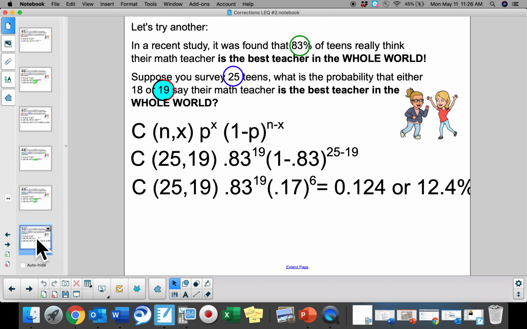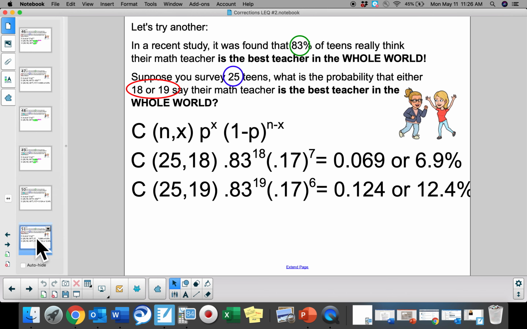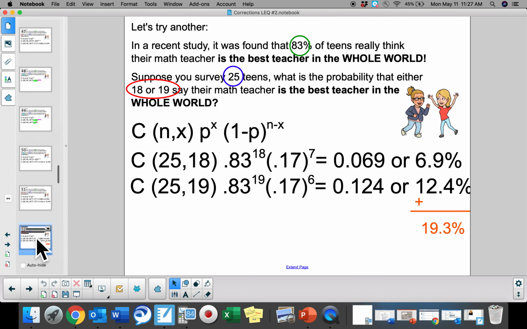Now, because this was an OR problem, I can't just leave 2 answers written there. What should I do with those 2 answers that I got? The first one for 18 math teachers and the second one for 19 math teachers. You got it. I should add them together. There's a 19.3% chance that if you surveyed 25 teens, 18 or 19 of them would say their math teacher is the best teacher in the whole world.